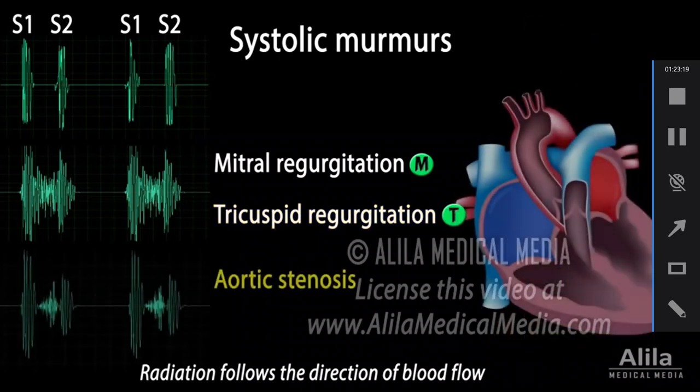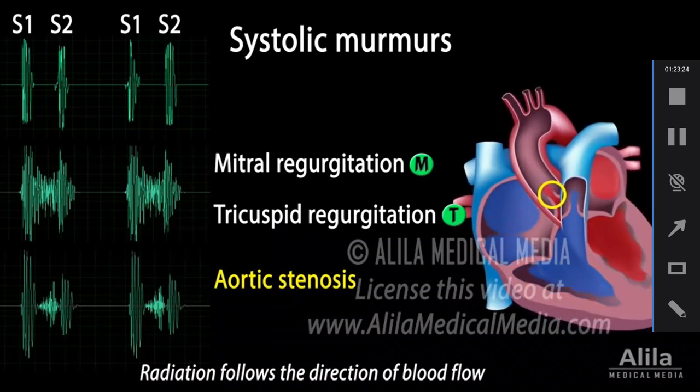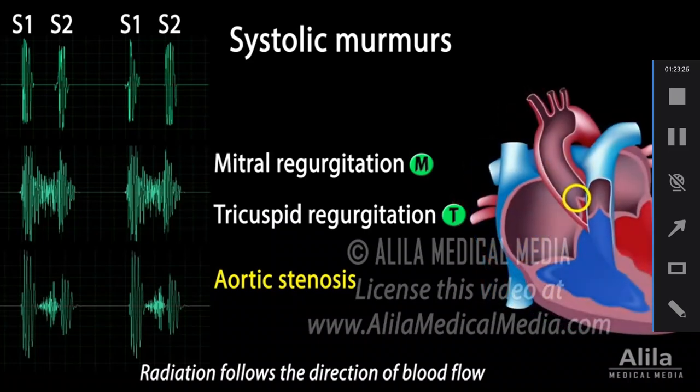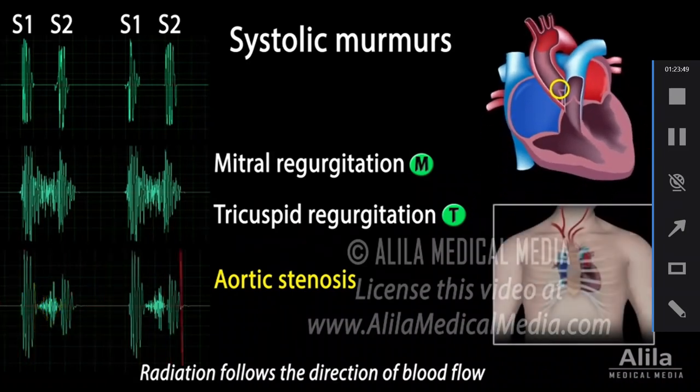Aortic valve stenosis. When the aortic valve does not open properly and blood is forced through a narrow opening, the blood flow starts small, rises to a maximum in mid-systole at the peak of ventricular contraction, then attenuates toward the end of systole. This results in a crescendo-decrescendo, or a diamond-shaped murmur, which starts a short moment after S1. It is often preceded by an ejection click caused by the opening of the stenotic valve.